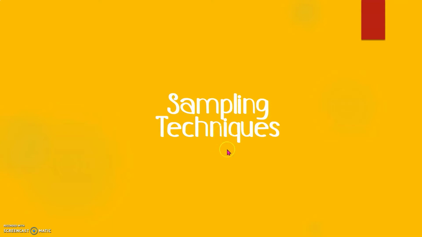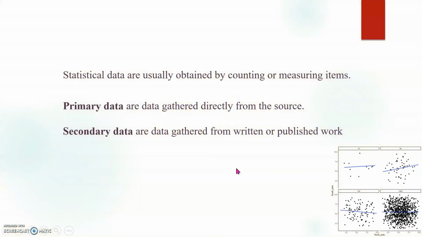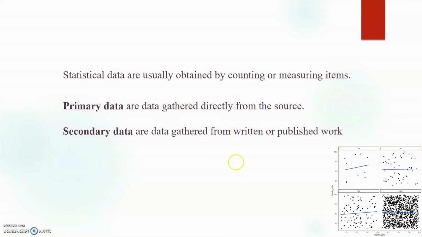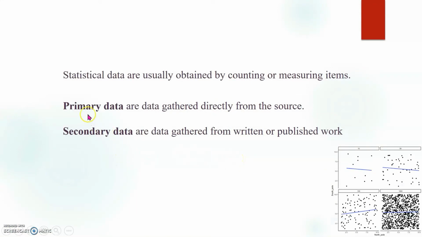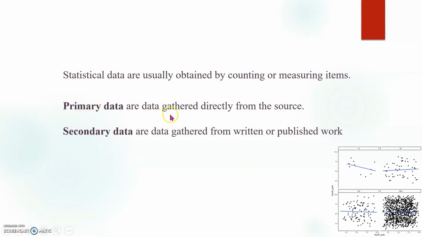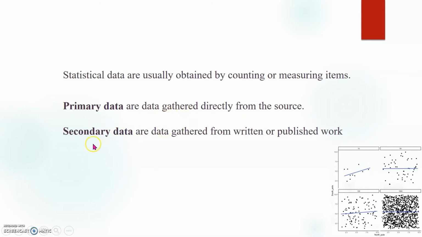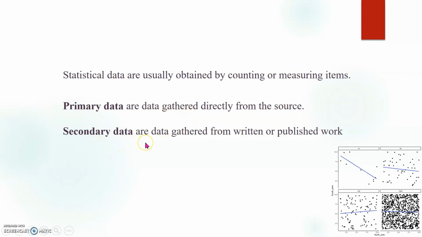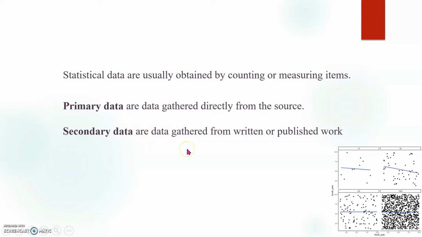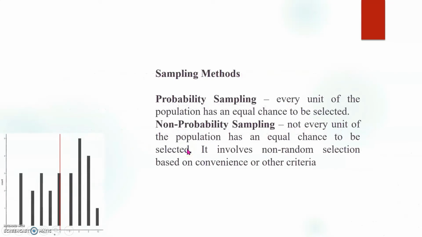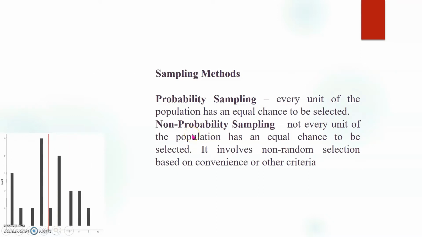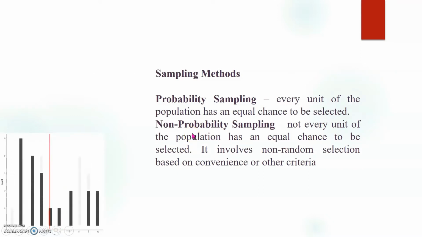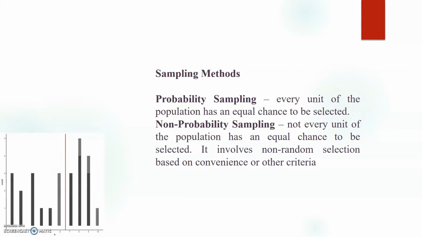Now let's have sampling techniques. To recall, statistical data are usually obtained by counting or measuring items. Primary data are data gathered directly from the source, and secondary data are data gathered from written or published works. Sampling methods: we have probability sampling and non-probability sampling.